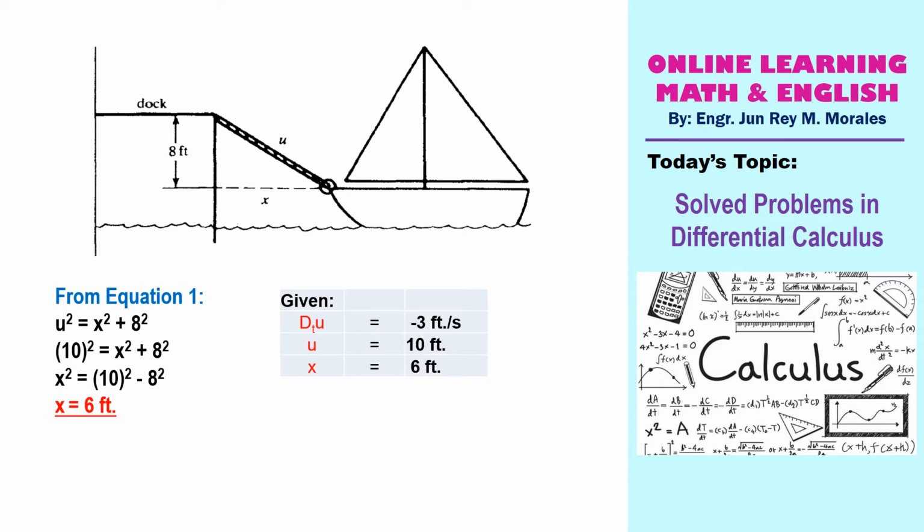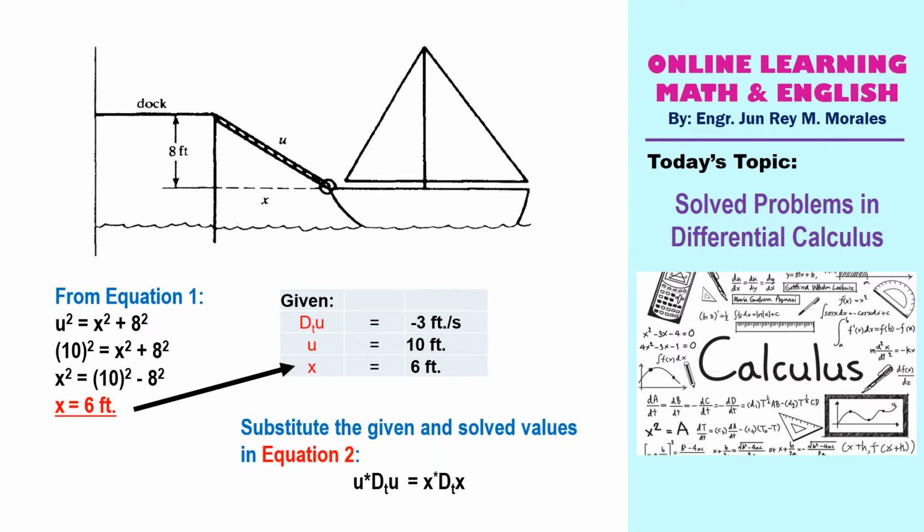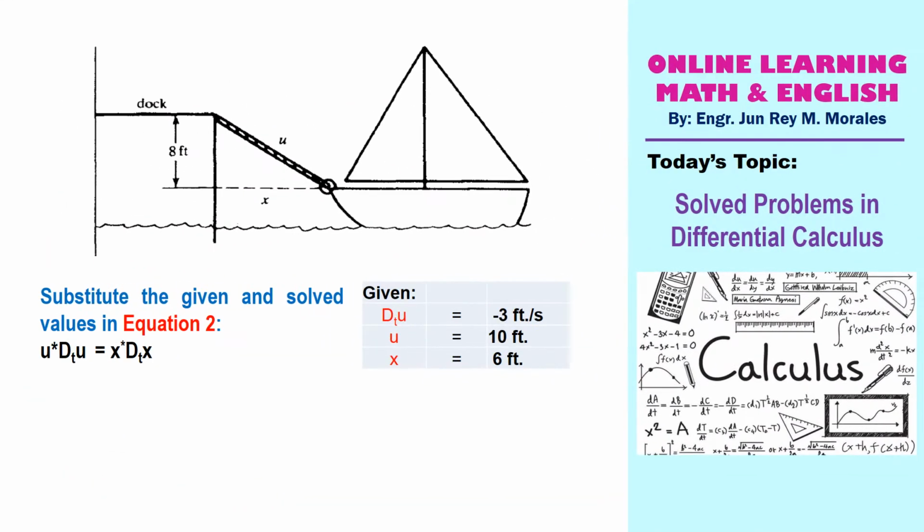Now we have three known values of equation 2. Let's substitute them to equation 2. After that, we solve for the unknown, which is the derivative of x, or the speed of the boat approaching the dock. So the boat is approaching the dock at 5 feet per second.